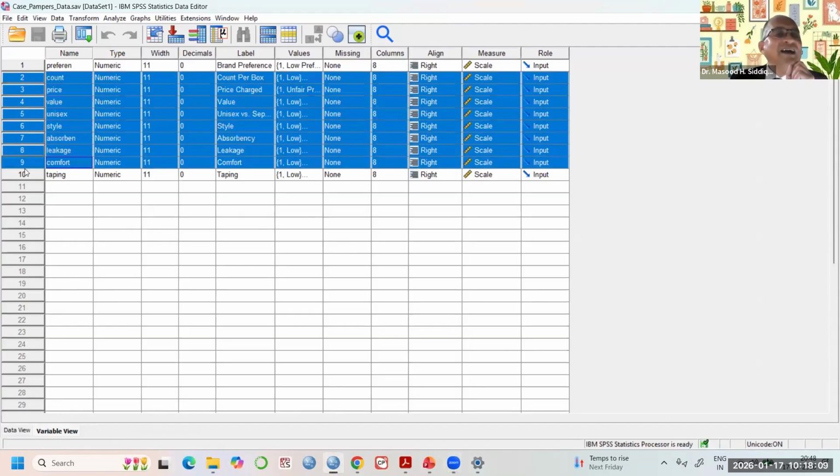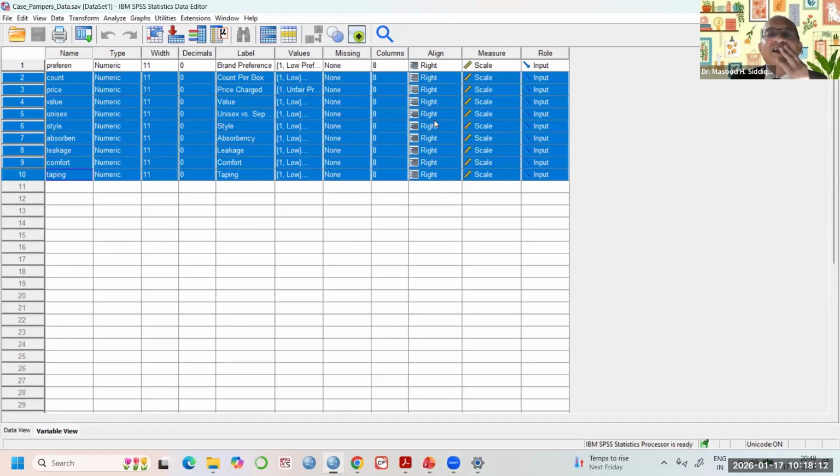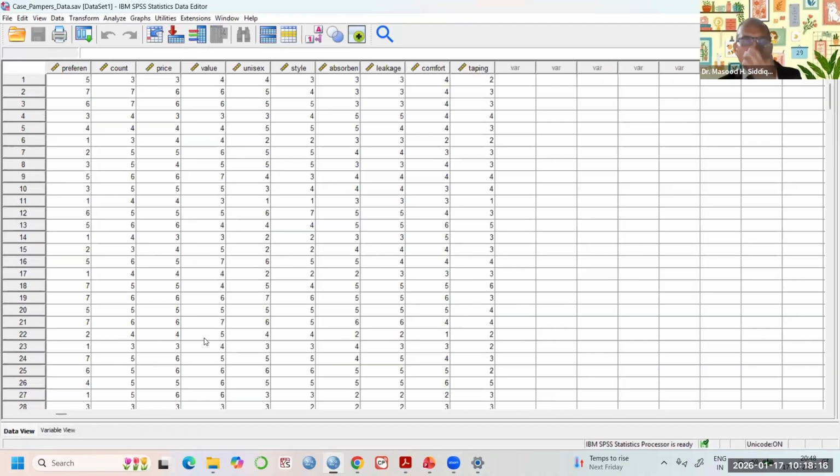these are the 9 diaper attributes that are there. All are on the scale 1 to 7. And it is the data set where we have responses from 300 mothers. Purposely, for the purpose of demonstration, it is not having the missing observation.